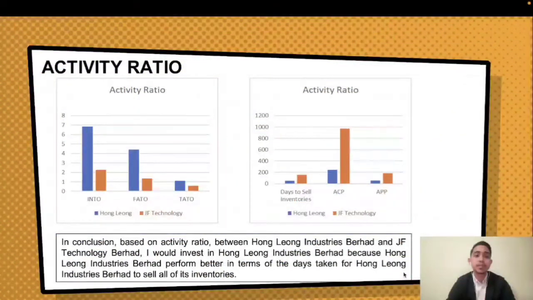Next is activity ratio. As for activity ratio, it consists of inventory turnover, days to sell inventories, average collection period, average payment period, fixed asset turnover and total asset turnover. In conclusion, based on activity ratio between Hong Leong Industry Berhad and JF Technology Berhad, I will invest in Hong Leong Industry Berhad because it performs better in terms of the days taken to sell all of its inventories.